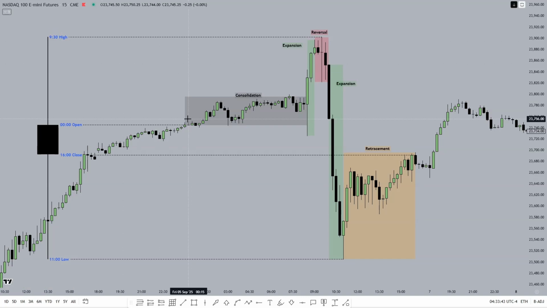All right, and we can also frame this in a power of 3, where we've got power of 1 consolidation, or AMD, you know, the accumulation. We've got power of 2, the manipulation, and then we've got power of 3, which is the distribution.